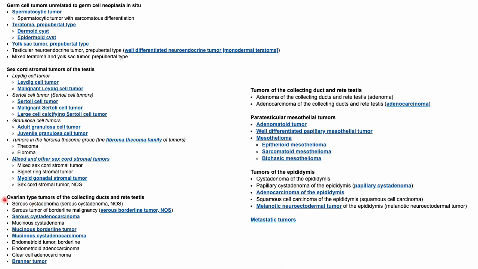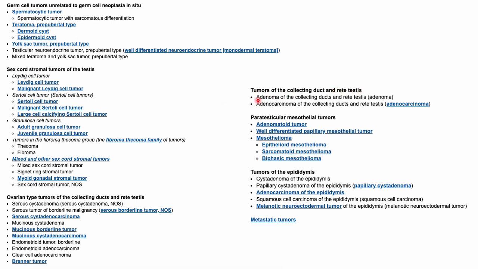The next classification is the ovarian type tumors of the collecting duct and rete testis. The counterparts in the ovary are the cystadenomas and similar tumors. You can see serous cystadenoma, serous tumor of borderline malignancy, serous cystadenocarcinoma, mucinous cystadenoma, mucinous borderline tumor, mucinous cystadenocarcinoma. And you can see endometrioid tumor, adenocarcinoma, clear cell adenocarcinoma, and Brenner tumor. It's almost the same if you study ovarian tumors. So these are the counterparts inside the testis.